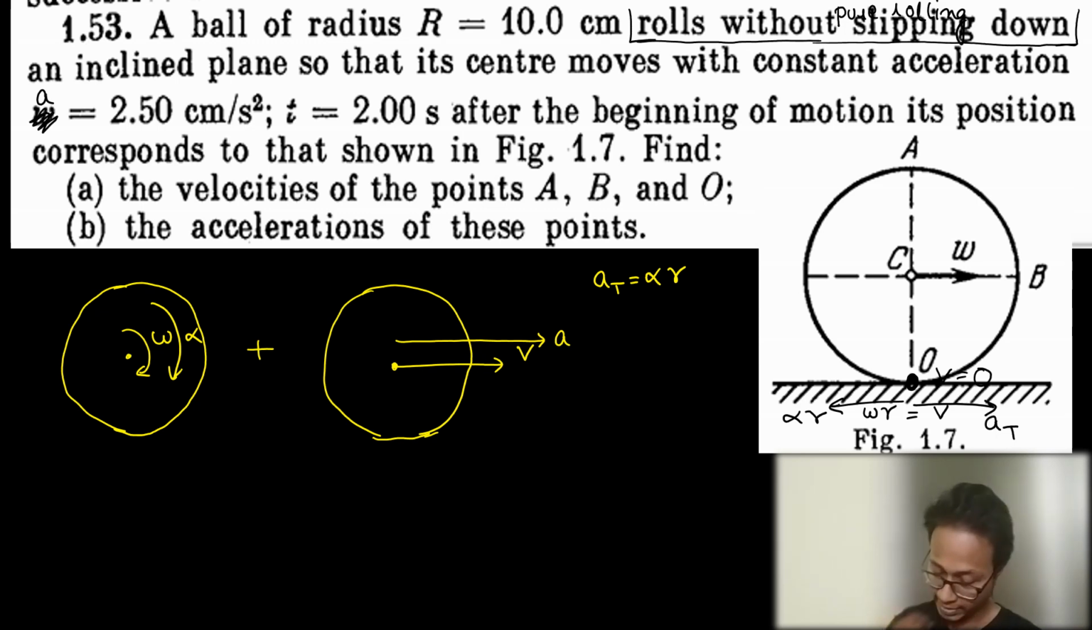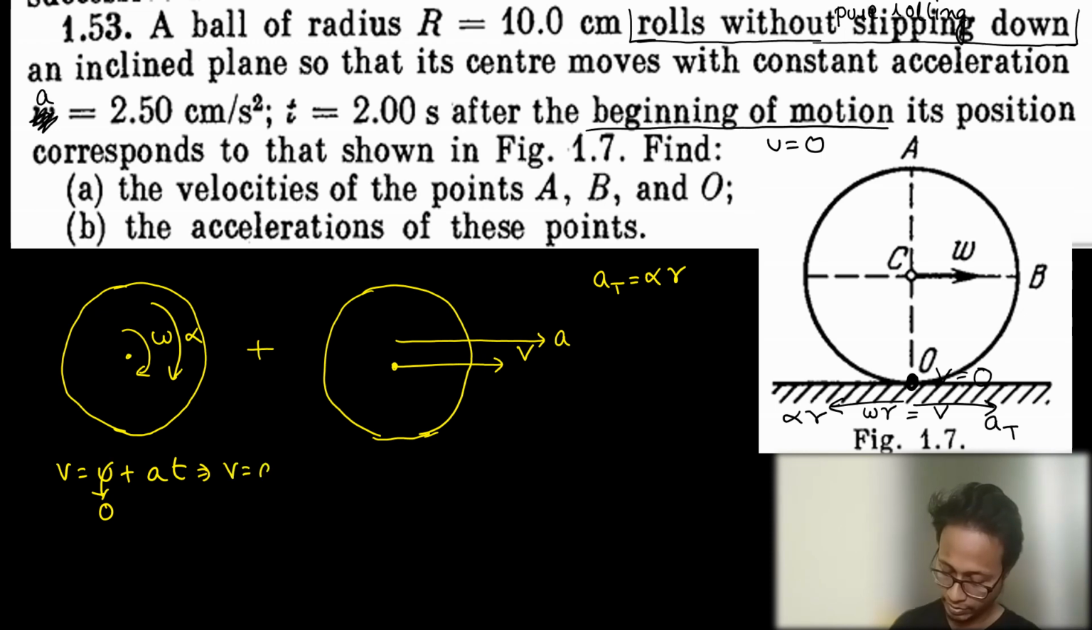So this linear acceleration will cause an angular acceleration out here. Okay, now the question is saying after t equals 2 seconds from the beginning of the motion, find the velocity at points A, B, and O. So what is the velocity after 2 seconds? We can simply apply v is equal to u plus at. Initial velocity is equal to 0. Why? Because a ball of radius r rolls without slipping on an inclined plane with constant acceleration. After the beginning of motion means initial velocity is equal to 0. So v is equal to a into t.